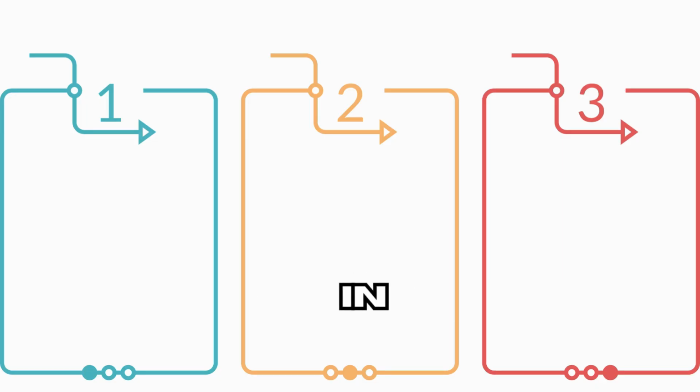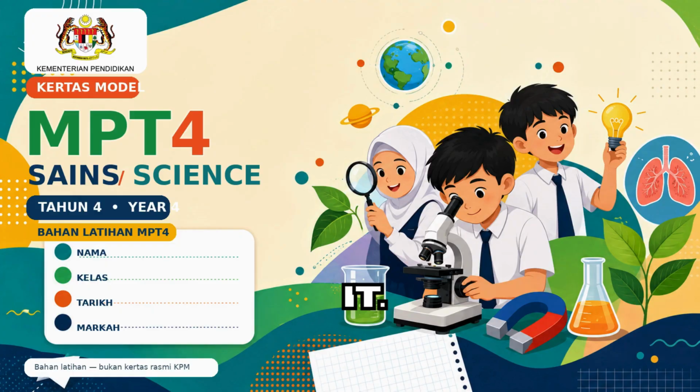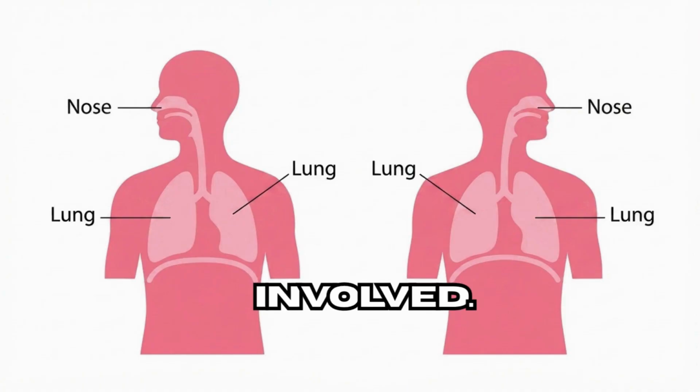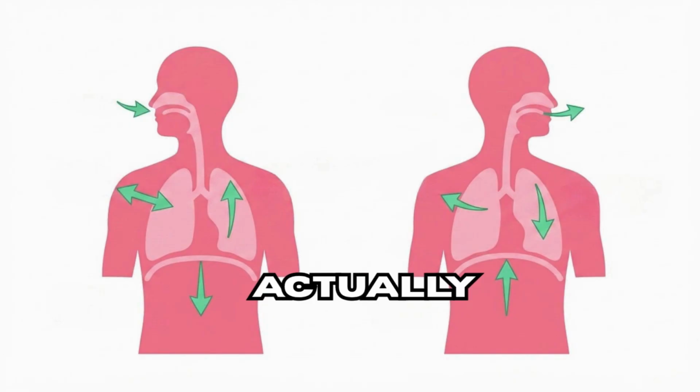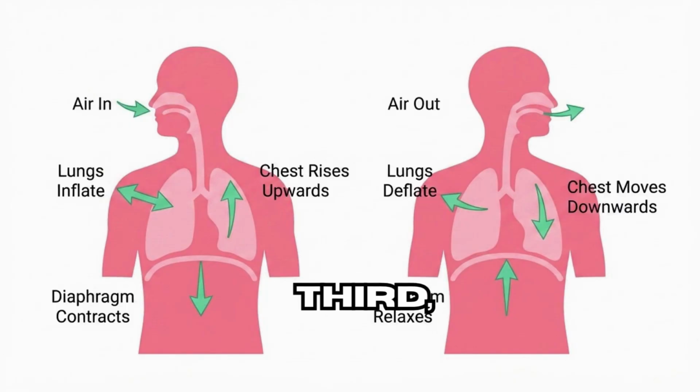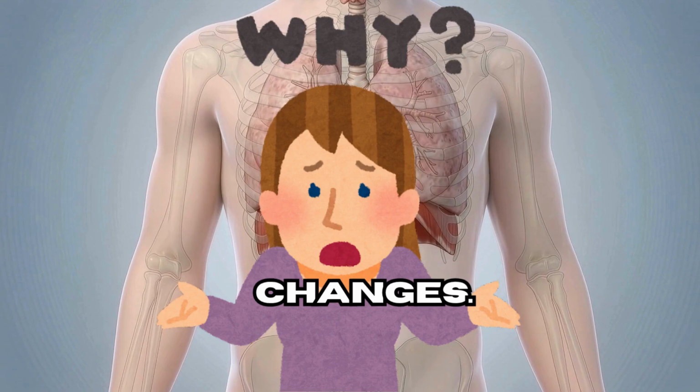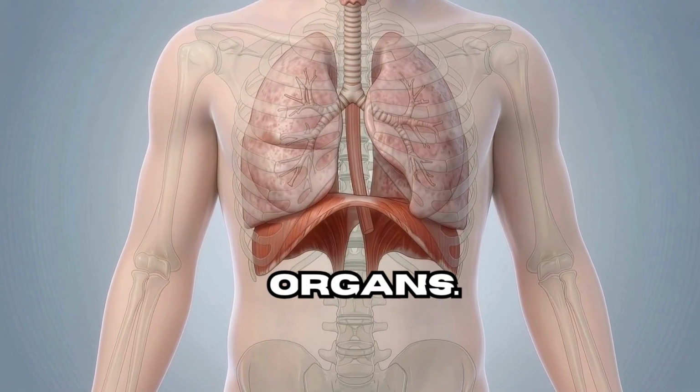We're going to go through this in 3 parts, the same way MPT4 likes to test it. First, the organs involved. Second, how the breathing process actually works. And third, breathing rate and why it changes. Let's start with the organs.